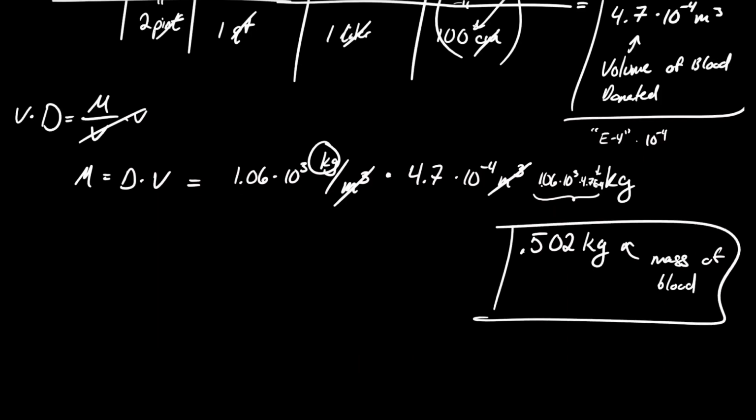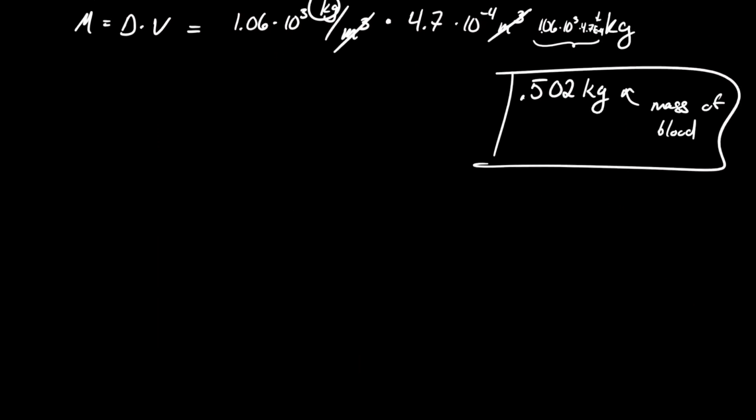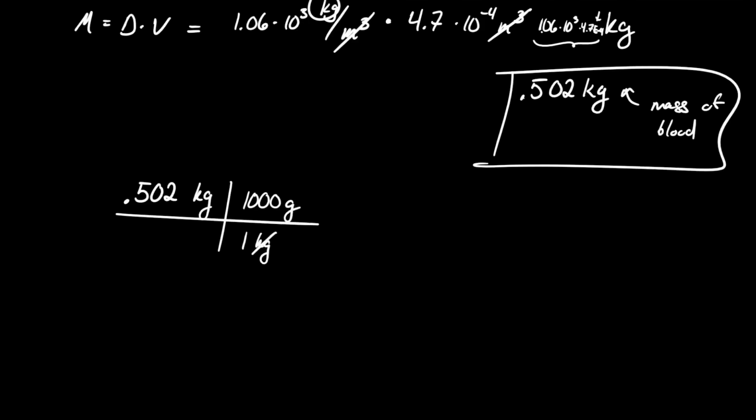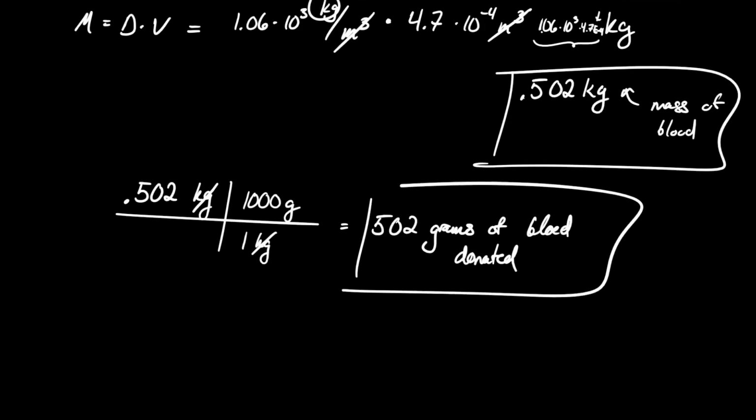So this is the mass of blood donated. And all that's left is to convert these kilograms to grams. Now by this time, you guys are experts in that. You have 0.502 kilograms times, well, in 1 kilogram, which is a big guy, there's 1,000 of the little guys, grams. So the answer is going to be 502 grams of blood donated. That is the mass of the blood that you donated.